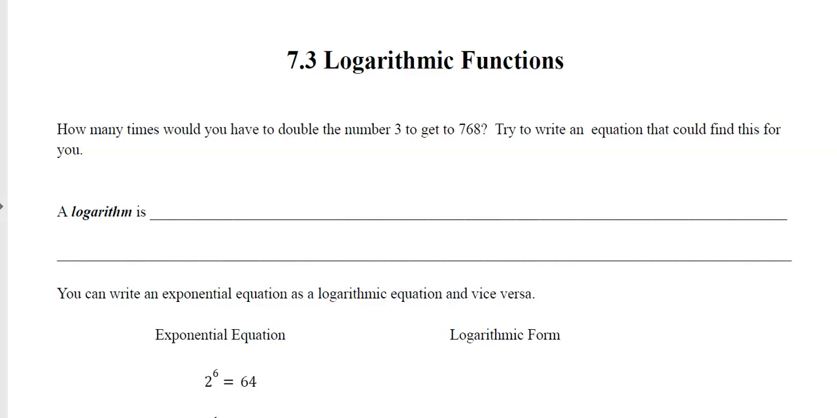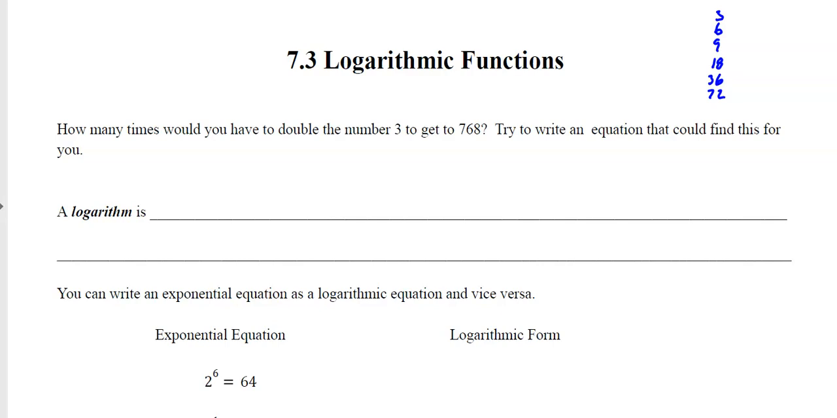So we open up with this question that says, how many times would you have to double the number 3 to get to 768? You might start it off in your head, and you might go, well, 3, 6, 12, 24, 48, 96, and then it's like, well, that's going to be a little while.